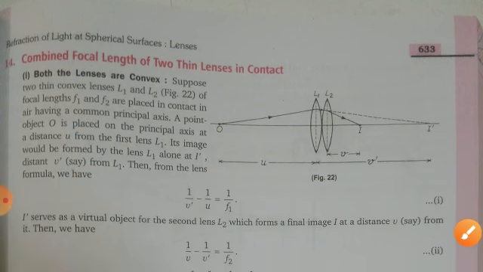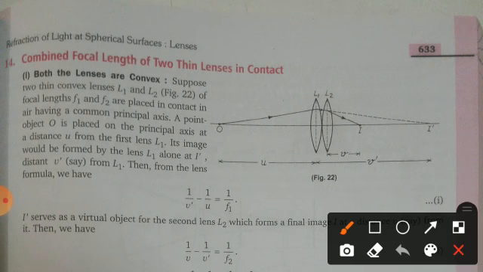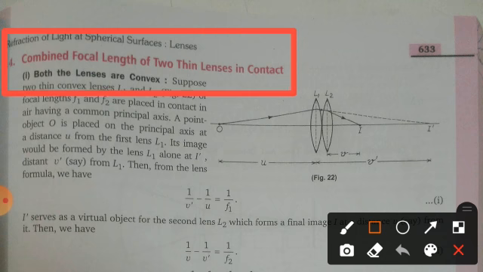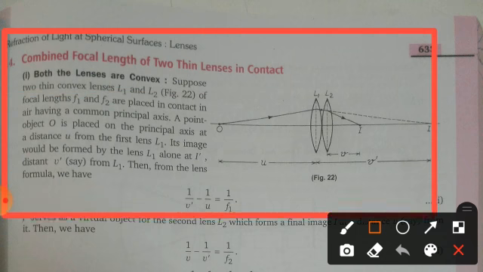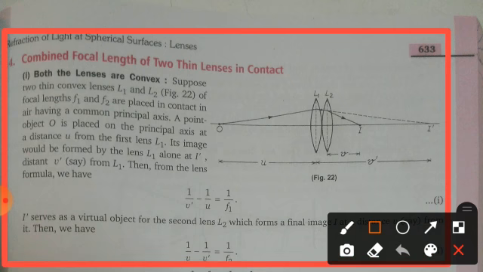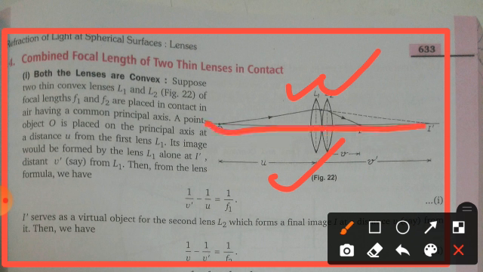Now we will come to the combined focal length of two thin lenses in contact. What is the focal length of two lenses which are combined together? You can see here in figure number 22. Suppose we took two thin convex lenses, one is L1 and the other is L2, whose focal lengths are F1 and F2, placed in contact in air having a common principal axis. This is the common principal axis for both the lenses.